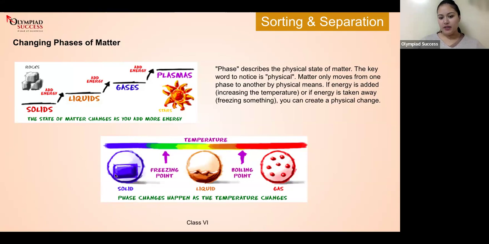Now, the point at which, this is specifically for water, the point at which the liquid converts to solid is known as the freezing point. So the freezing point of water is what? Freezing point of water is 0 degrees Celsius. So at exactly 0 degrees Celsius, you will have water being converted to ice.